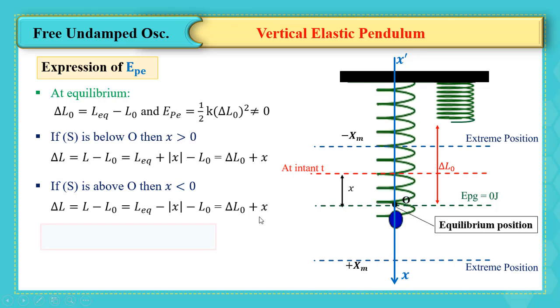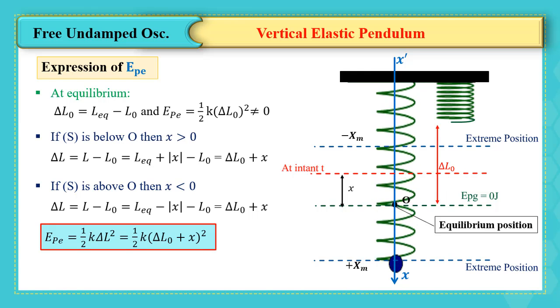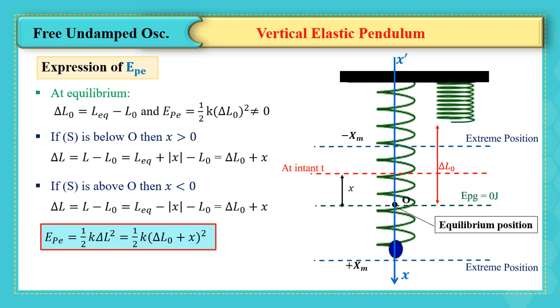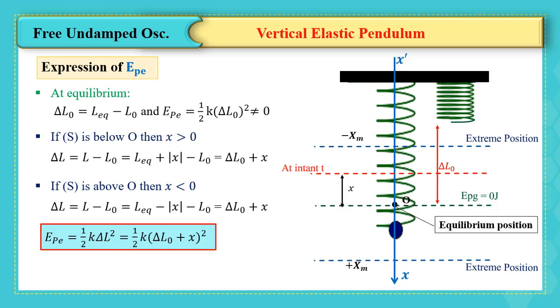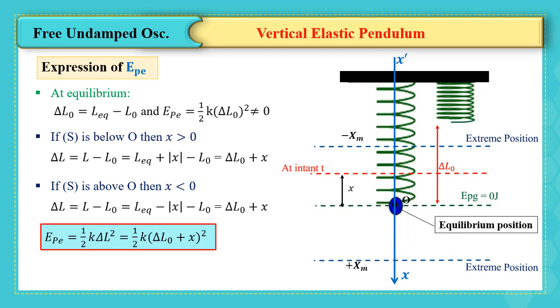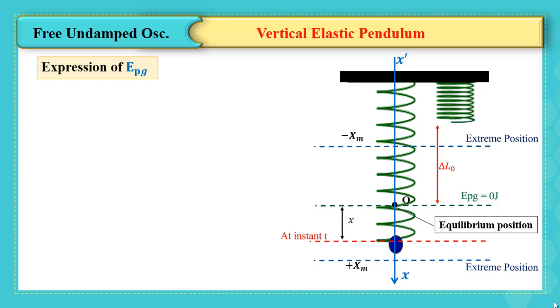So in both cases, whether the position of S is above or below the equilibrium position, the expression of the elastic potential energy is half k delta L squared, where delta L is delta L0 plus x, all of it squared, where the elastic potential energy is in joules, k in Newton per meter, and x and delta L0 in meters. What about the gravitational potential energy?